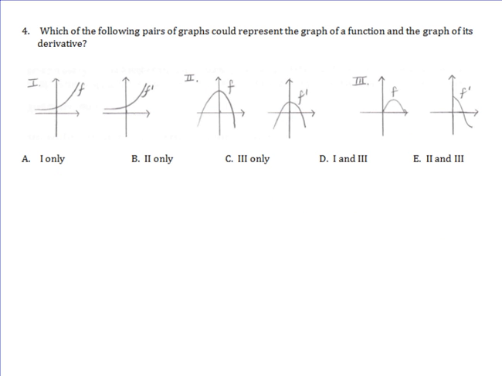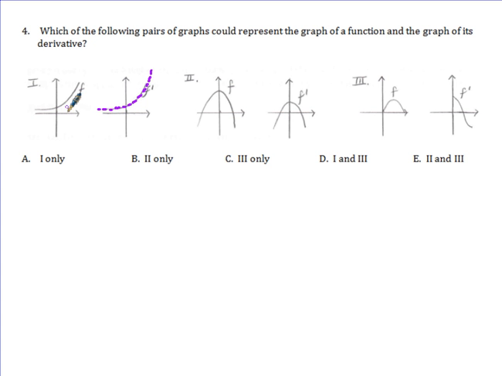On question number 4, which of the following pairs of graphs could represent the graph of a function and the graph of its derivative? Well, let's check out this first pair of graphs. If we consider this graph, it is always increasing, which means f prime should be positive. It starts out rather flat or close to 0, and it ends up steep or far from 0. If I look at this graph, it is always positive. It starts out flat, close to 0, and it actually ends up steep or far from 0. This graph could actually be the derivative of this graph.